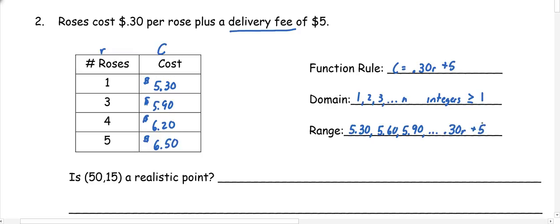So is (50, 15) a realistic point? So can I order 50 roses? Yes, that's realistic. Does it work in my cost equation? So 0.30 times 50 roses plus my $5 delivery charge. When I solve that, I get a cost of $20. So is this a realistic point? No, because the y coordinate would be wrong for the function rule. So we would say no because it is not a solution to the function rule.